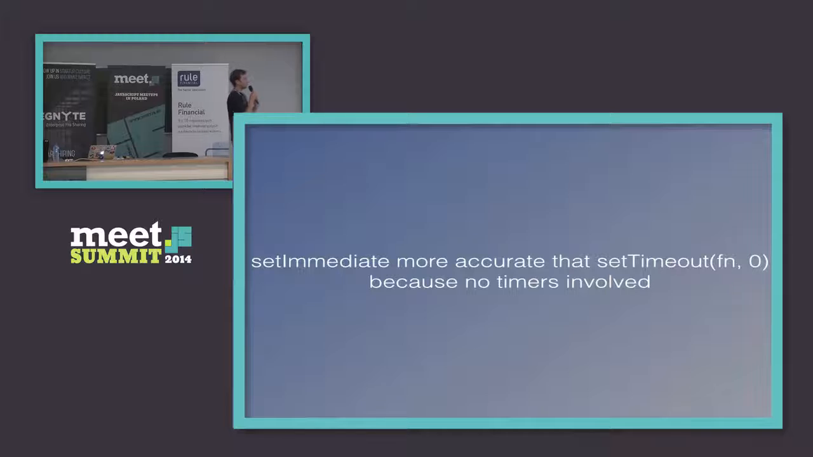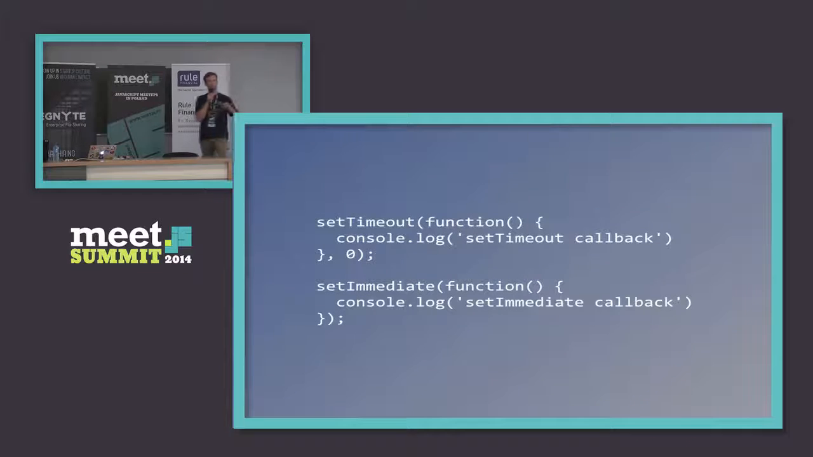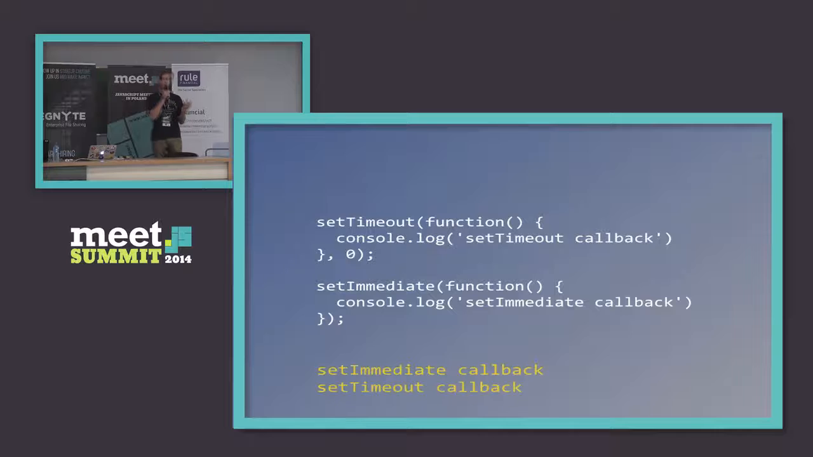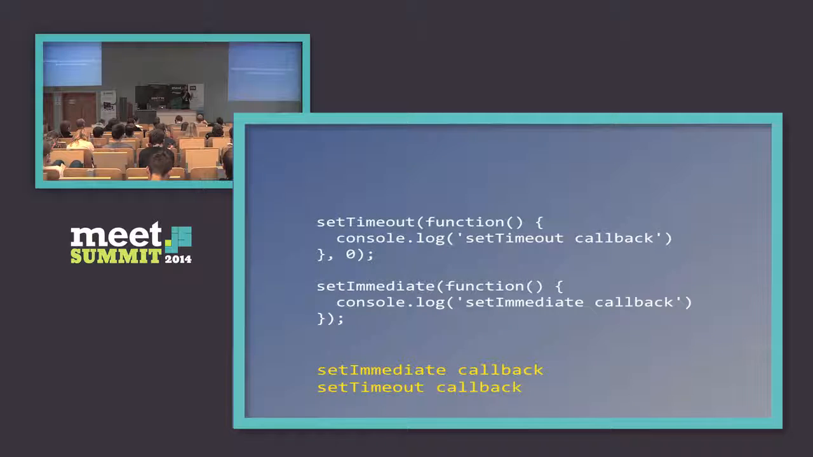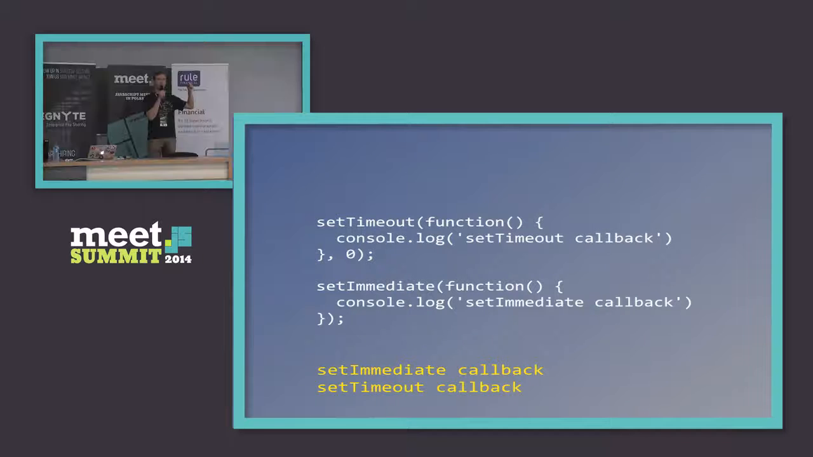And this function is much more accurate than setTimeout because there is no timer. The timers are not involved, so there is no timer resolution and so on. So in general, we can say that setImmediate will be before setTimeout with 0 because, as we said, setImmediate is at the end of the event loop, and timers are at the beginning. But this is not completely true, because if you run this code in Node, sometimes the setTimeout will be faster.